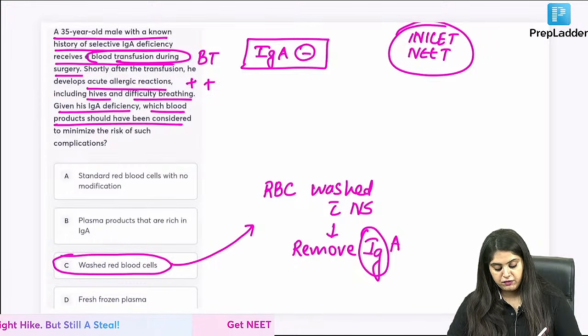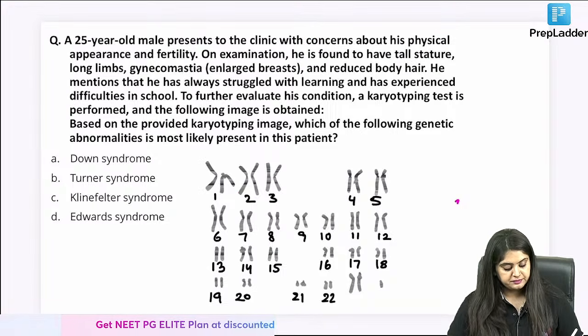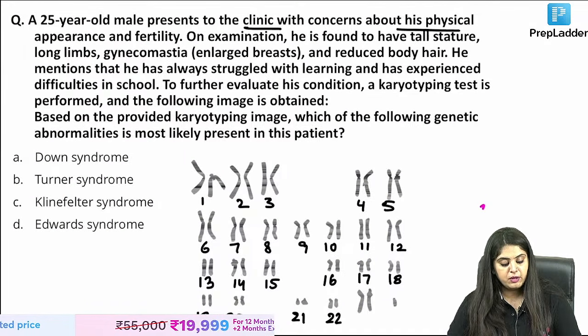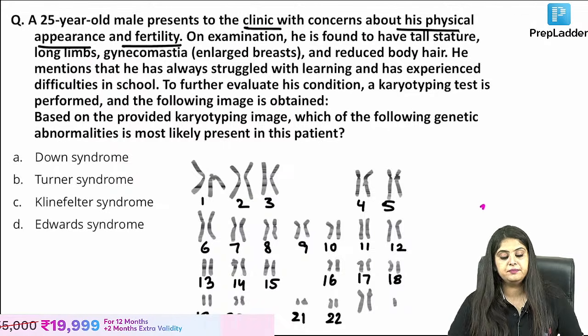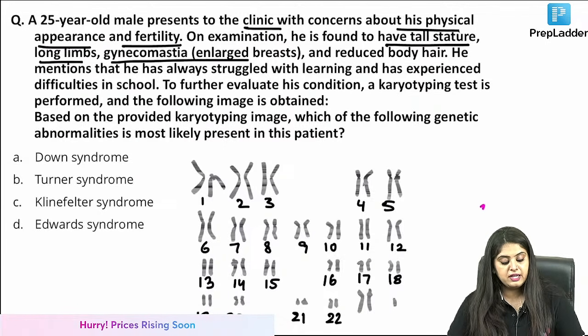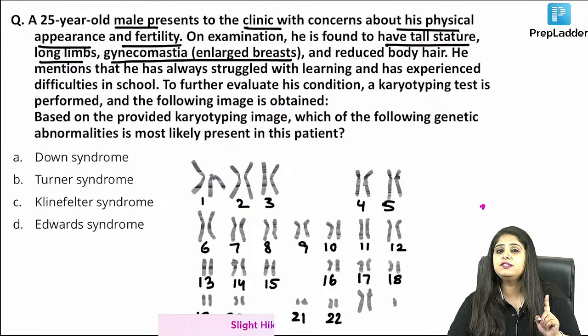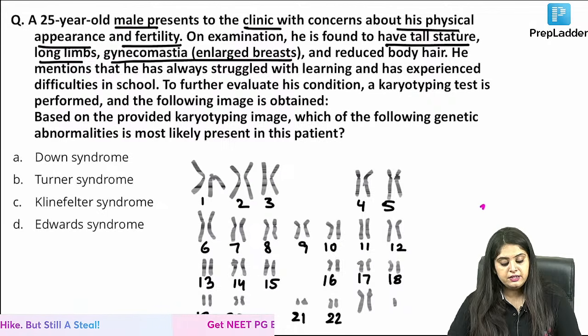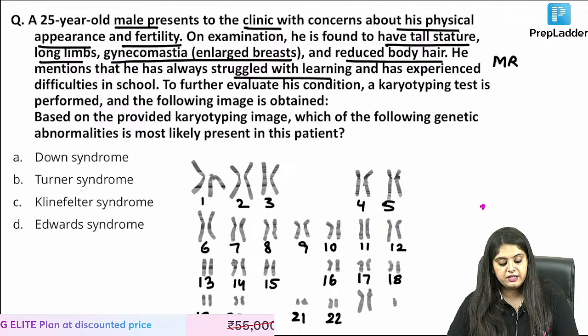Okay, now moving forward to the next one. What is this? A 25-year-old male comes to the clinic with concerns about his physical appearance and fertility. Male patient. On examination, there is a tall stature, long limbs, gynecomastia in a male. I will always think of one syndrome, which I think is Klinefelter, which everyone has thought of. Reduced body hair also. Struggled with learning, which means there is mental retardation.